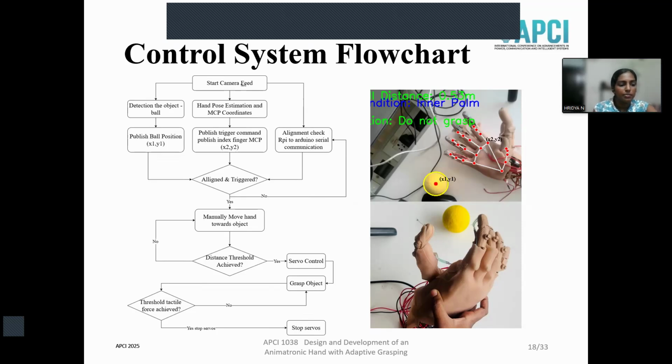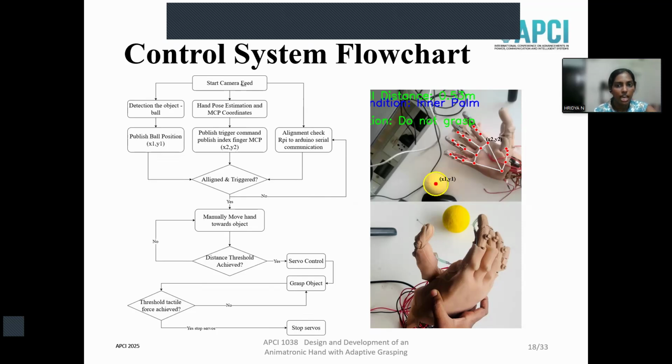After that, based on the trigger assigned, that is, the hand position should be out of palm, the system should apply actuation if the hand position is triggered. So we will check for aligning and triggering. If the trigger is out of palm, it should be yes, and it manually moves the hand towards the object and checks for the distance threshold. If the distance threshold is achieved, yes, it starts actuation and it grabs the object.